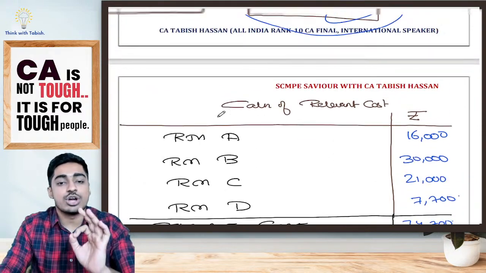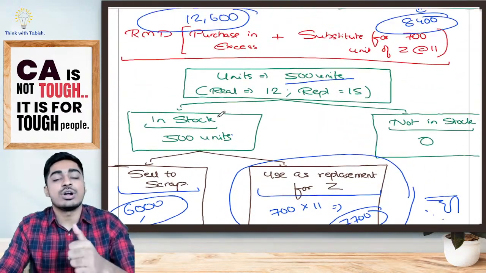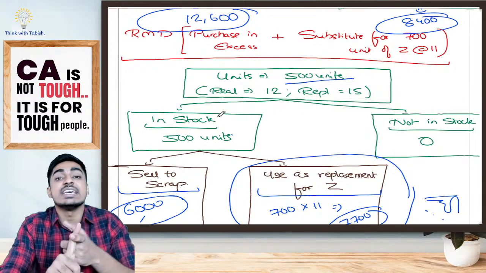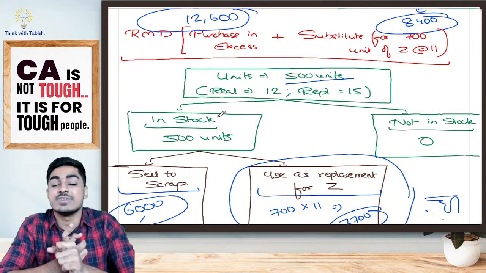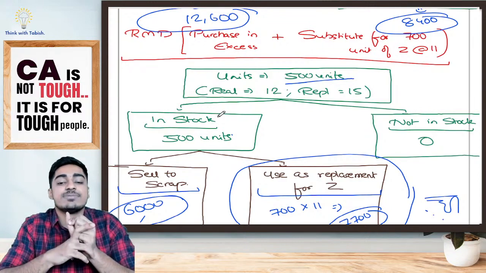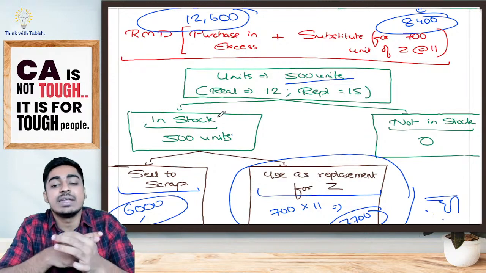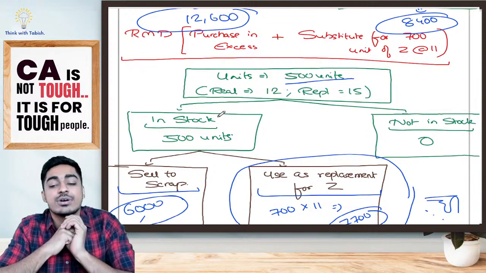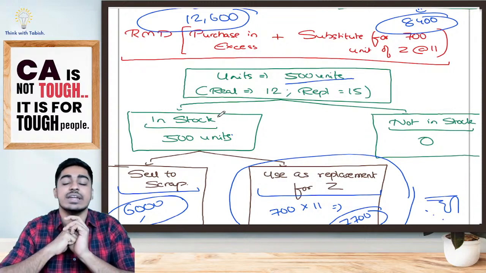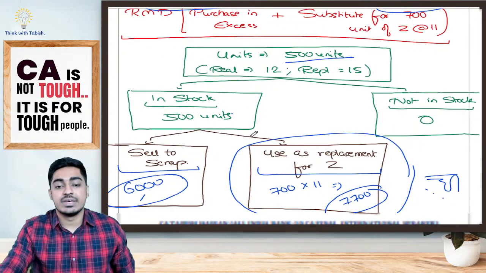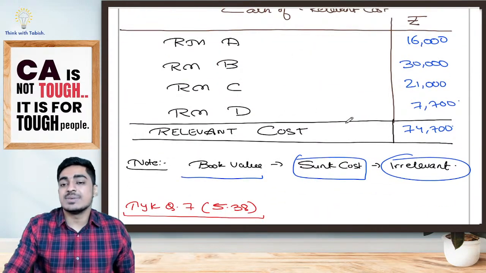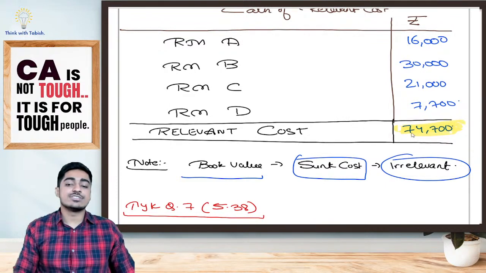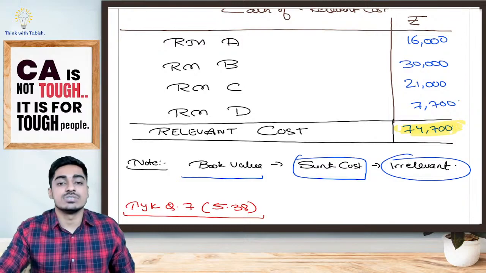What is relevant? Suppose raw material D, we are telling, yes, it is in stock and it is not regularly used. So relevant cost is realizable value or benefit from alternatives, whichever is higher. Realizable value is 500 units into 12 per unit. Benefit from alternate use, 700 units into 11 per unit, 7,700, whichever is higher. So the relevant cost for raw material D is 7,700. That is how the presentation has to be done. Yes, students say SCMPE is not scoring. SCMPE is scoring. You need to know how to present it. That's all. The relevant cost is 74,700.